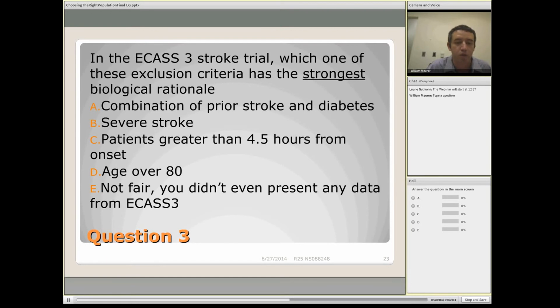So our choices are the combination of prior stroke and diabetes, severe stroke, patient greater than 4.5 hours from onset, age over 80. And not fair, you didn't even present any data from ECASS-3, which is true. I just told you about ECASS-3, so you may or may not be familiar with that trial. It was a TPA trial in Europe that looked at patients who were from 3 to 4.5 hours of onset and treated them with TPA versus placebo.